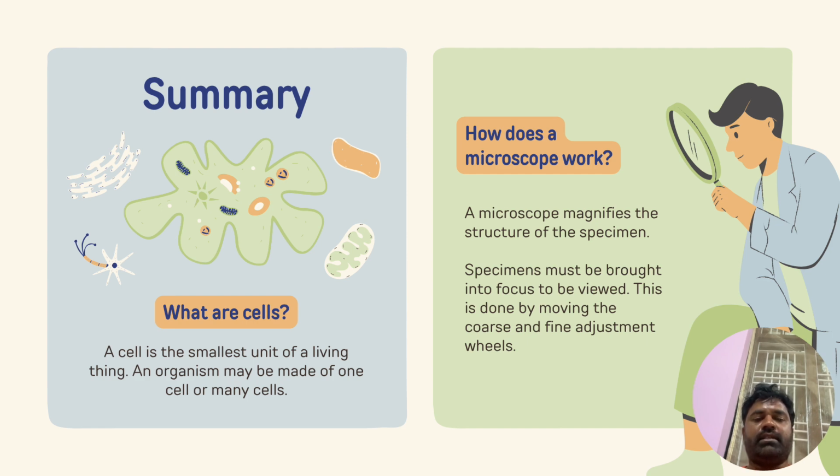What are cells? A cell is the smallest unit of a living thing. An organism may be made up of one cell or many cells. If made up of one cell, we call it unicellular. If it is made of many cells, it is called multicellular.